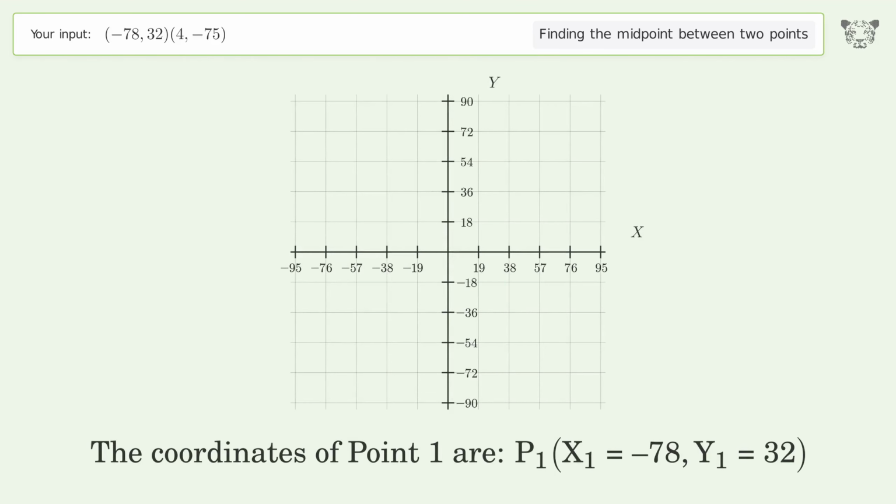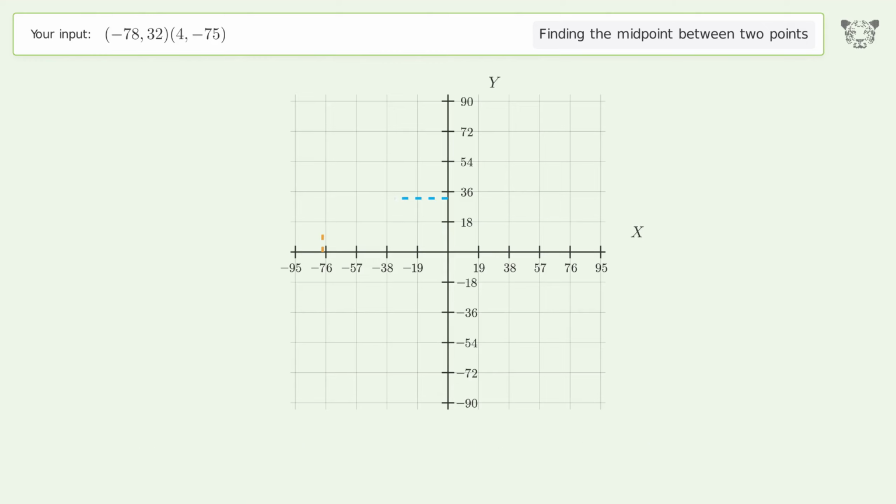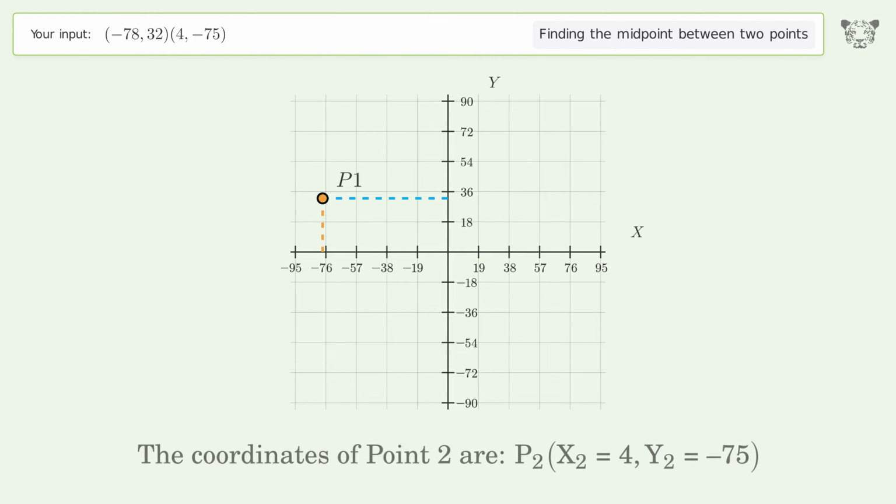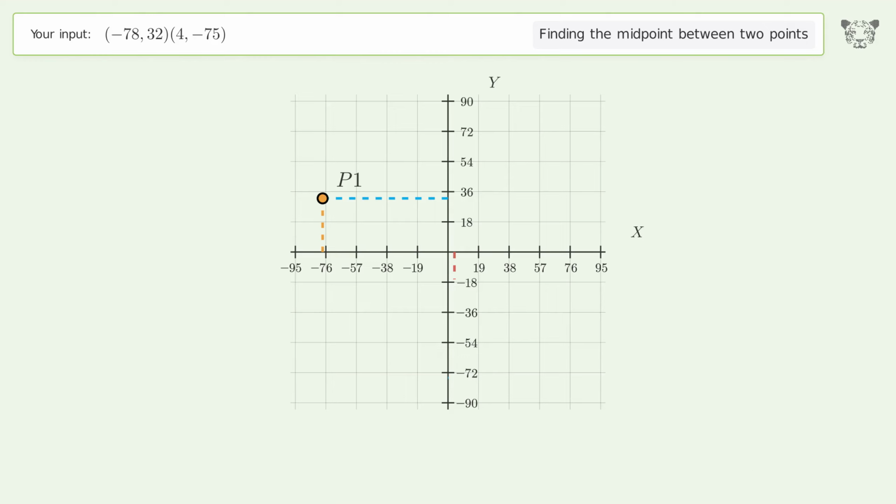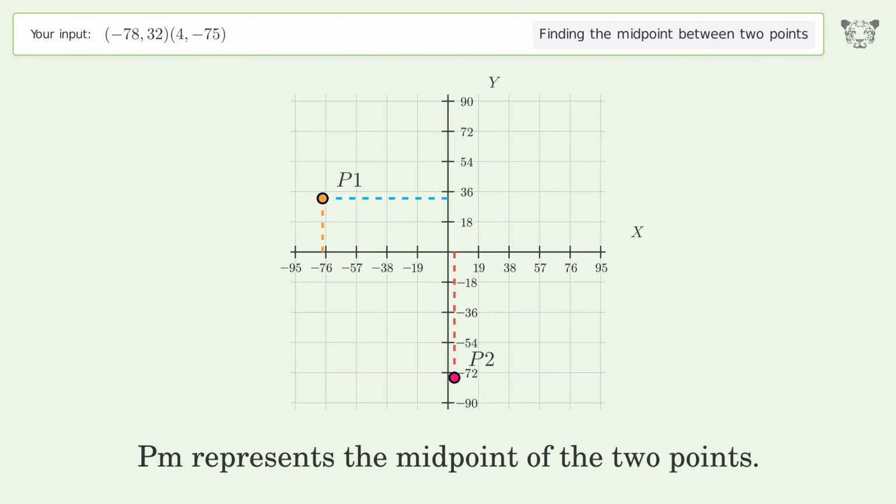The coordinates of point 1 are, x1 equals -78, y1 equals 32. The coordinates of point 2 are, x2 equals 4, y2 equals -75. PM represents the midpoint of the 2 points.